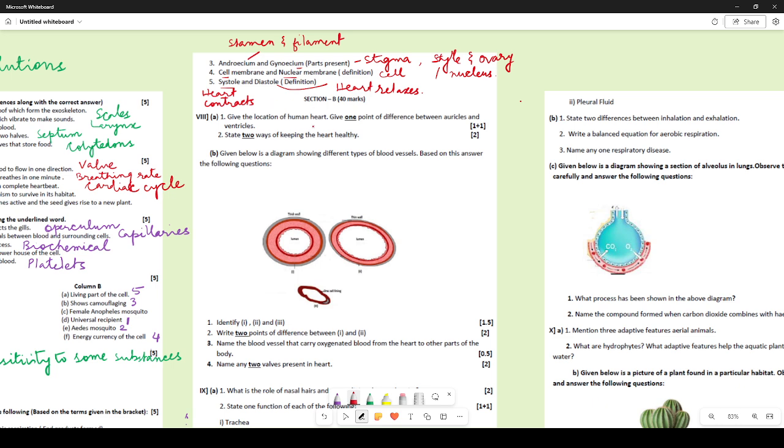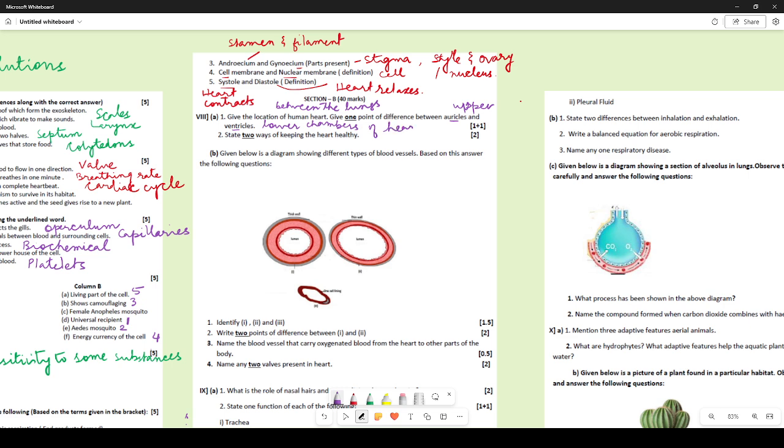Give the location of the human heart. Give one point of difference between auricles and ventricles. When we are talking about the location of the human heart, it is located between the lungs. One point of difference between auricles and ventricles: auricles are the upper chambers and ventricles are the lower chambers of the heart.